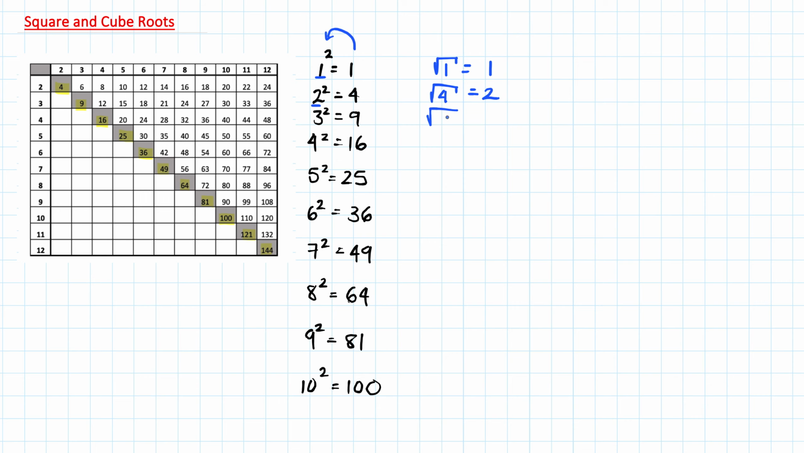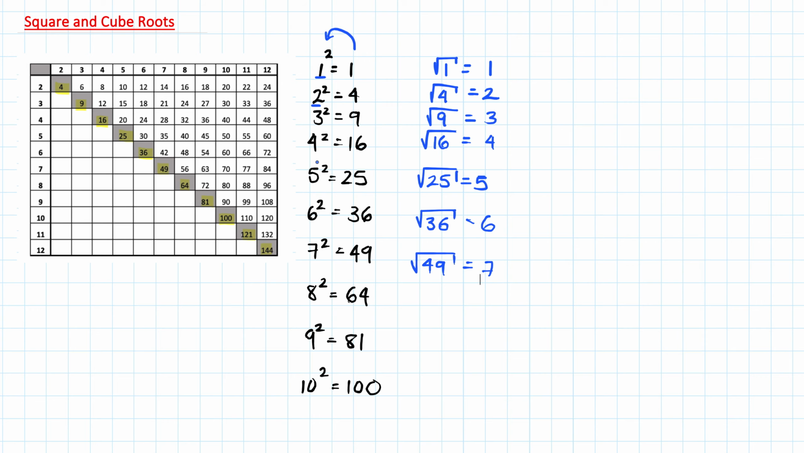What is the square root of 9? The answer is 3. What is the square root of 16? The answer is 4. What is the square root of 25? The answer is 5. What is the square root of 36? The answer is 6. What is the square root of 49? The answer is 7. What is the square root of 64? 8. What is the square root of 81? 9. What is the square root of 100? 10. What is the square root of 121? 11. What is the square root of 144? 12. Wonderful. So that's square roots.